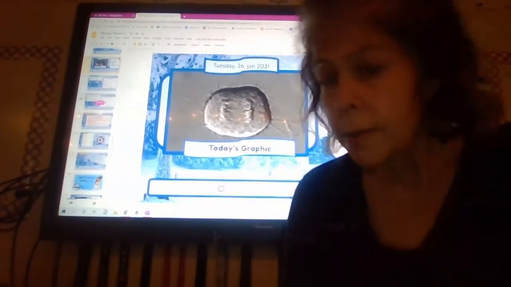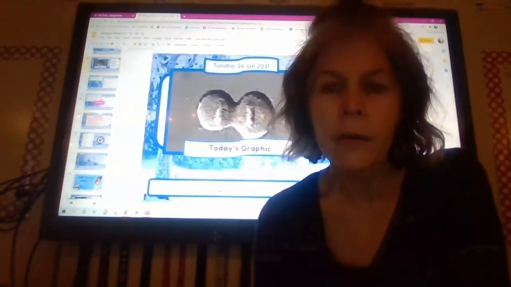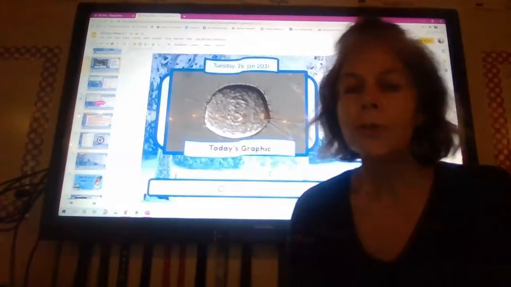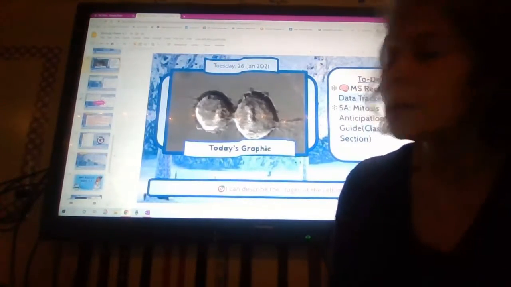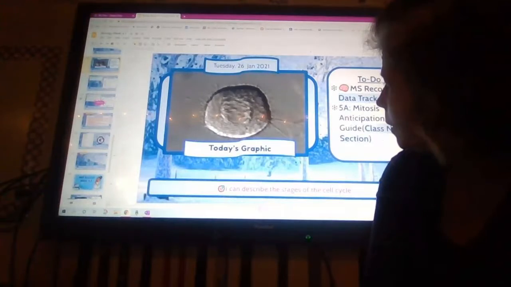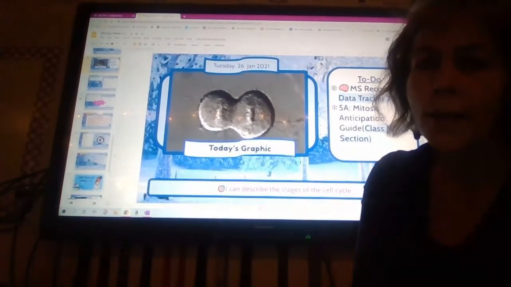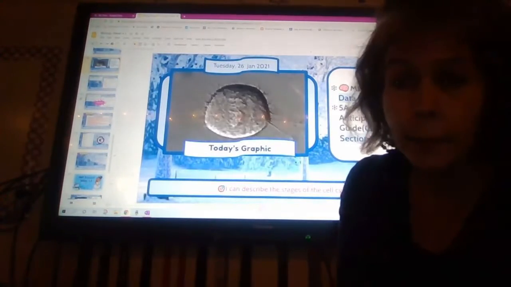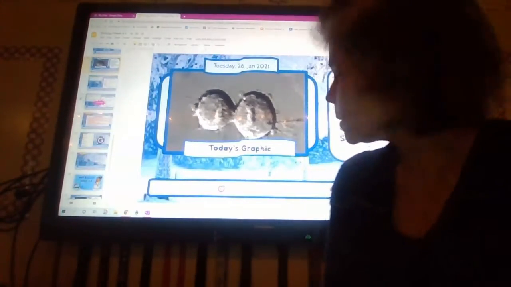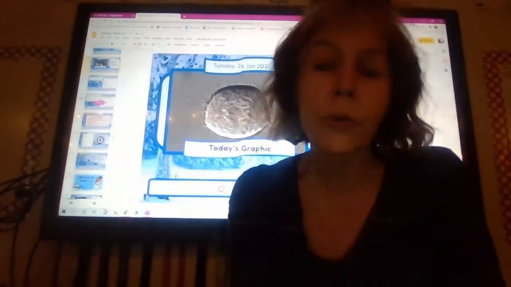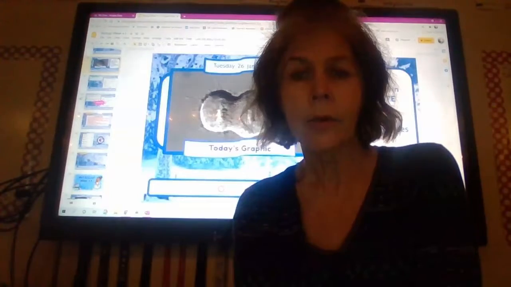Okay, so today is Tuesday, 26th of January. Today's graphic fits in perfectly with what we're doing today. What you see is one cell slowly becoming two cells. And that's what today's target is: today you're going to describe the stages of a cell cycle.